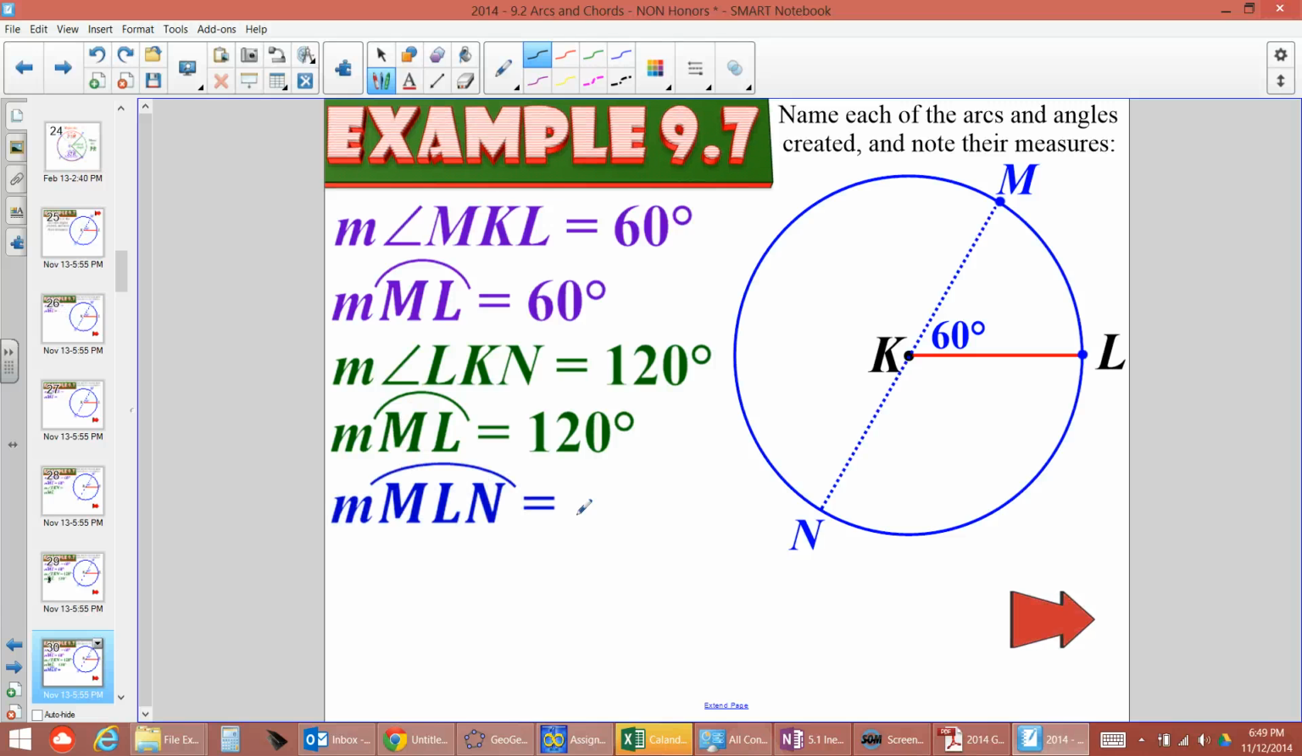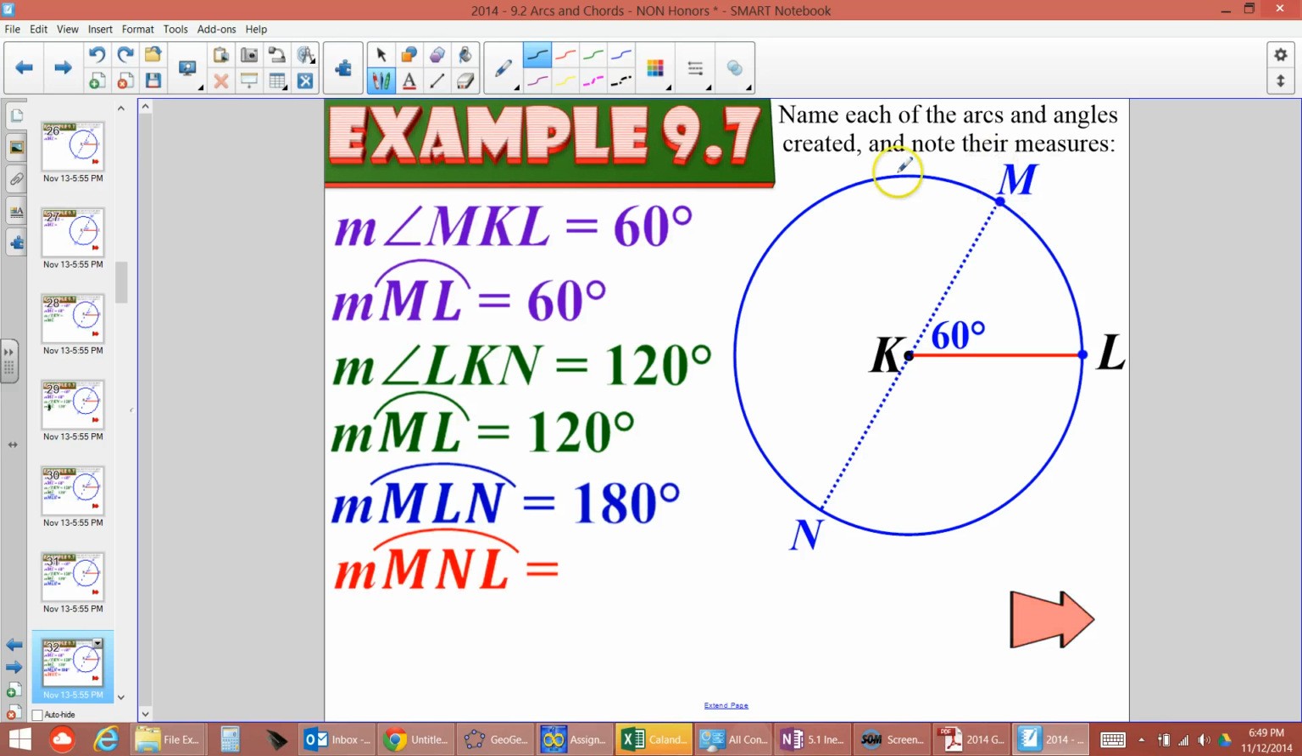So if we look at the measure of MLN, here's M, we go through L and get to N. How big is this whole half? Well, it's a semicircle, 180 degrees. MNL, we go this way, that's 180 degrees. Plus, we've got to go a little bit further, so it should be 180 plus 120. It should be 300 degrees total.